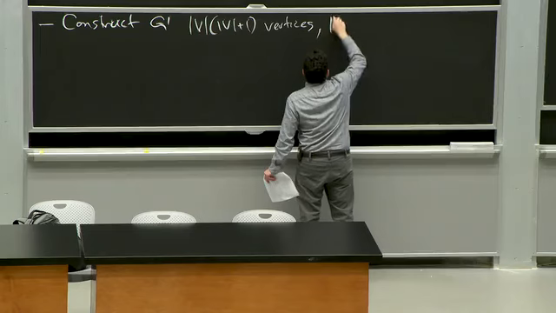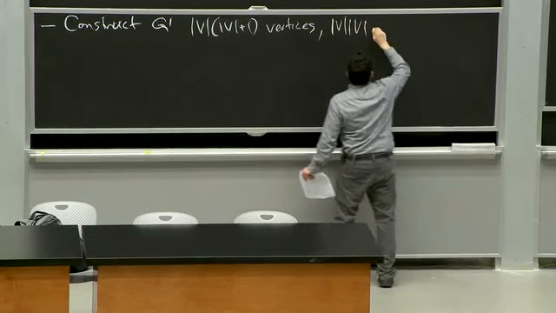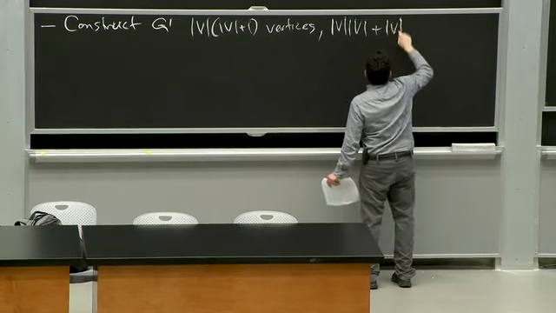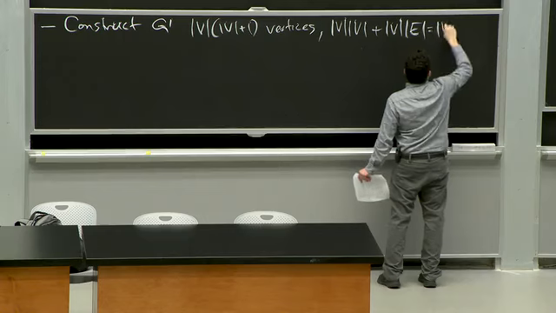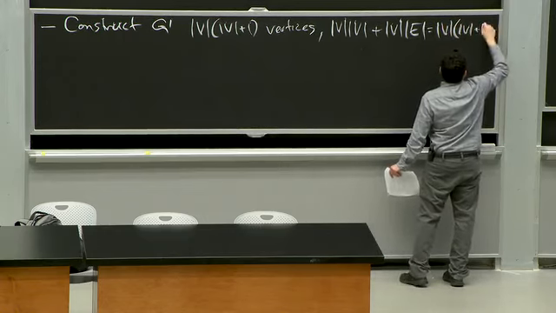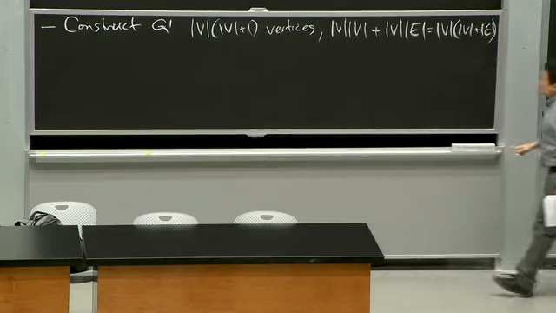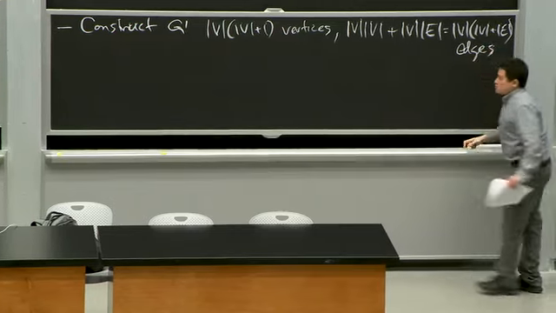And V times V plus V times E. This is V times (V plus E). All right, cool. So that's how many edges I have. So we construct it in that way.